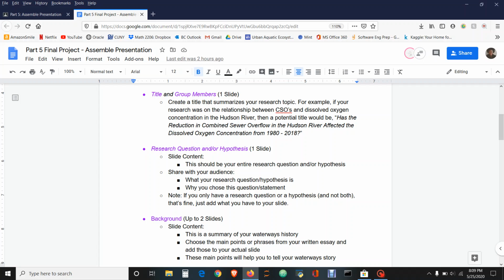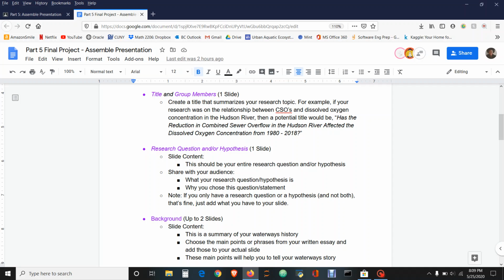Now, the next slide should have your research question and or hypothesis. You don't have to use these names. If you have another name you want to use, that's fine. You could say research topic, for example. But what I have here is this divided into two sections: the slide content, so what should actually be on your slide, and what you're actually sharing with the audience. You'll notice it's two separate things, and I did this on purpose.